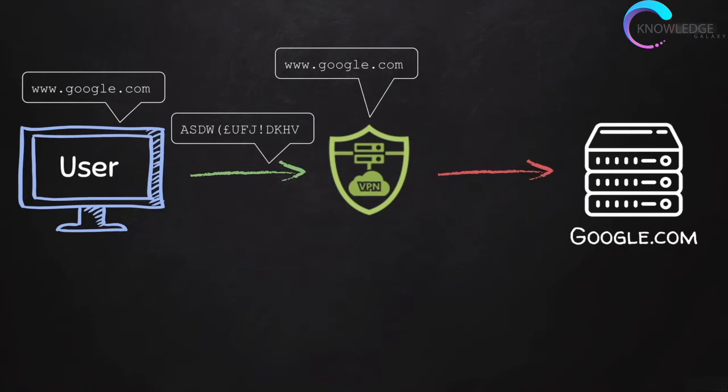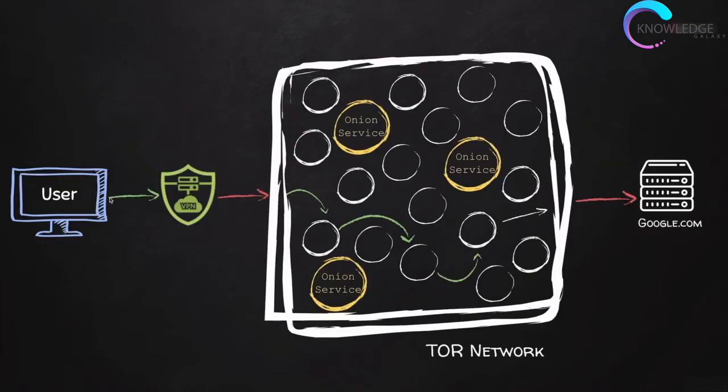Now, you can also use a VPN and connect to the Tor network. So you'll first connect to your VPN. Again, green arrow means your traffic is encrypted, and then it leaves your VPN connecting to the Tor network, and then you can either access an onion service or go to Google or any other website on the clear net.